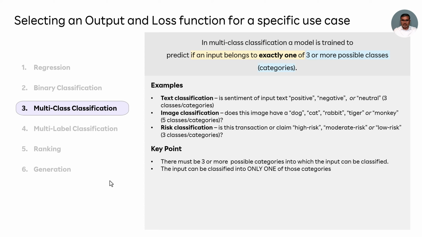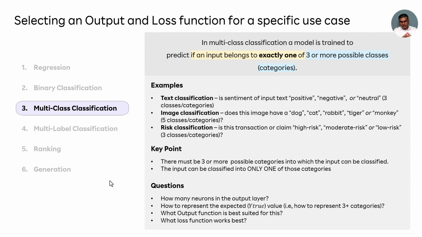So the key point here again is it has to have three or more possible categories. And that's when you use a multi-class classification. It's very important to understand that it only classifies the input into any one of these three or more categories. It cannot do it for more than one. For that, you would use a multi-label classifier, but that's what we'll discuss next. But for multi-class, it has to be three or more possible categories, and it has to classify the input into one of these three or more classes or categories.